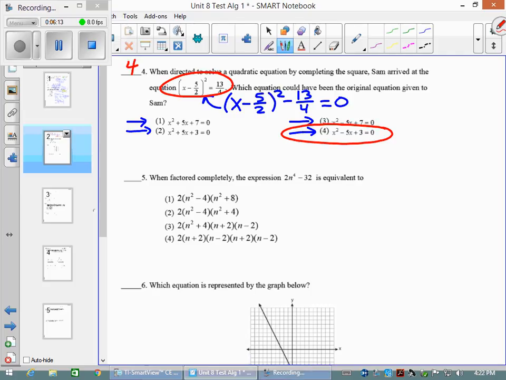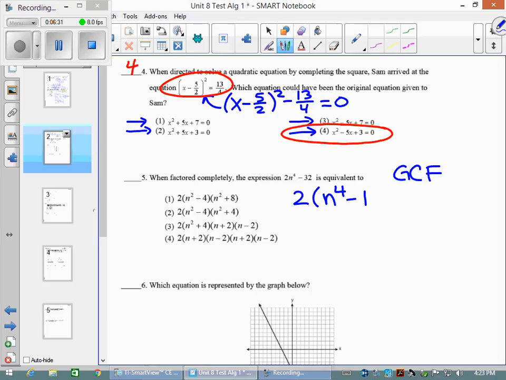Number 5, when factored completely, what is this expression equivalent to? So again, when I factor, I always look for a GCF first, and in this expression, I do have a GCF of 2, which is going to leave me with n to the 4th minus 16.